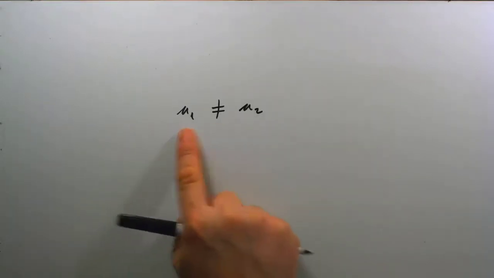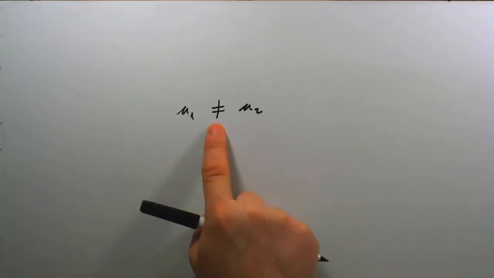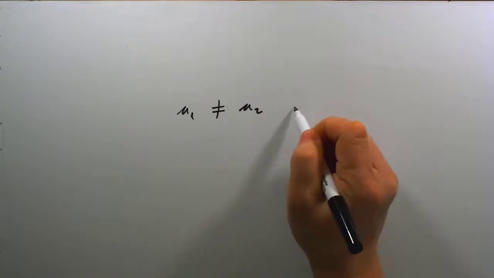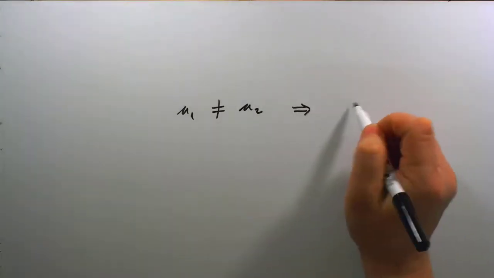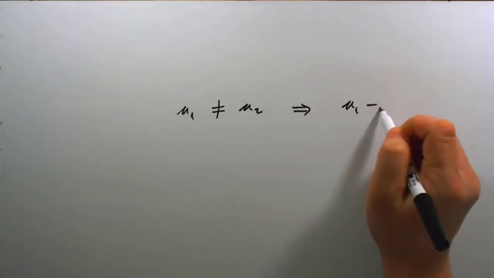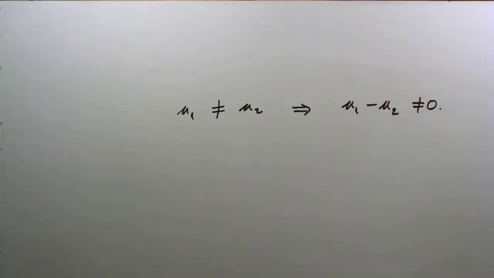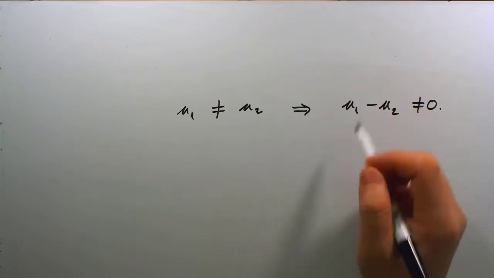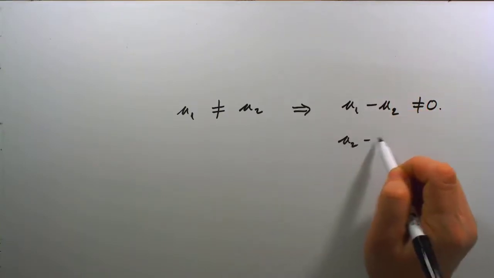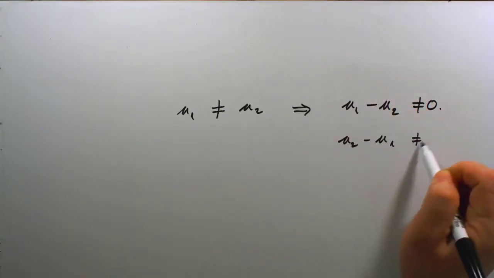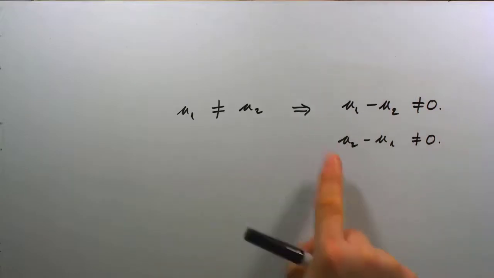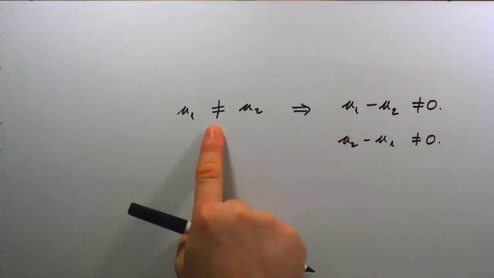And so I'm going to now write on my writing board for another while. Mu1 is other than mu2, or different from mu2, is the same algebraically as mu1 minus mu2 is other than 0. Or we can also write that as mu2 minus mu1 other than 0. These are all different algebraic re-expressions of our inequality right here.